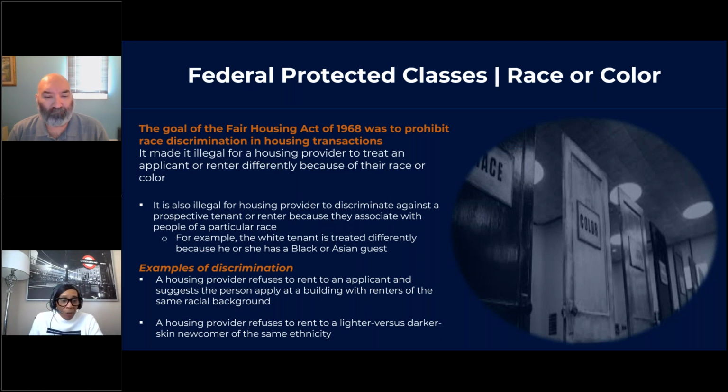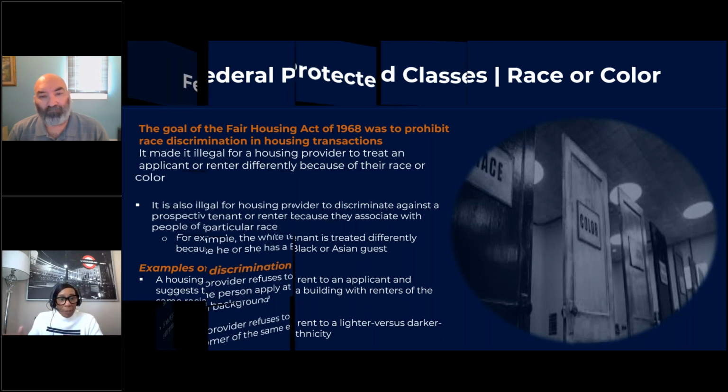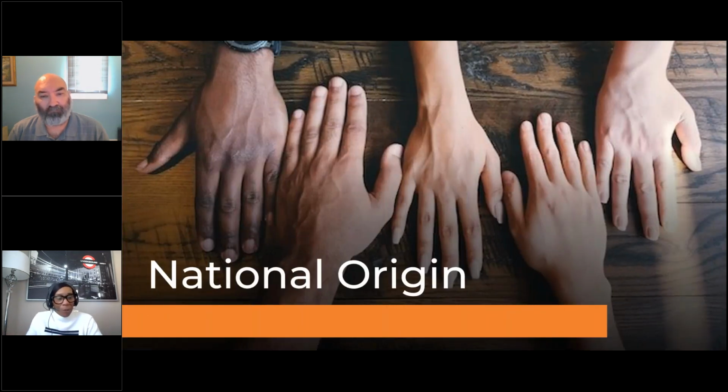If a housing provider refuses to rent to lighter versus darker skinned newcomers of the same ethnicity, that goes under color. So you could have someone, I'll use me, African American, I'm considered brown skin. If I go in to apply for a unit and they state, well, no, the unit's not available, but my younger sister, who is fair skinned, a lighter skinned person than me, goes in and applies, and they say, oh, yeah, the unit's available for you, that's discrimination based on skin color. We are both African American, but guess what? We have two different skin tones.